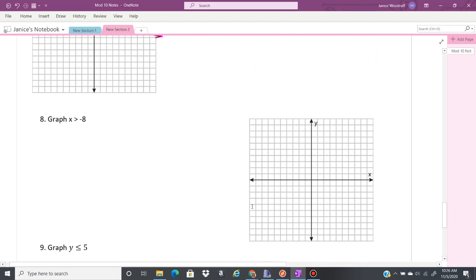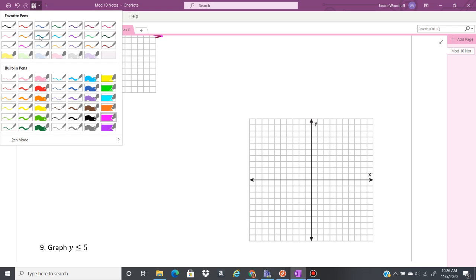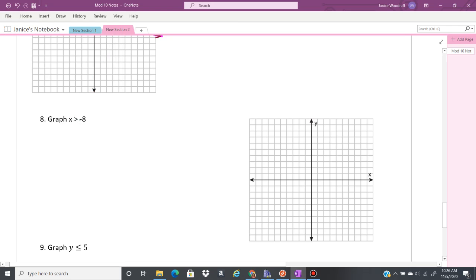Let's take a look at number 8. You have x is greater than negative 8. So when I am thinking about that problem, okay, you are missing a y, which means that this is an x, so negative 8, negative 1, 2, 3, 4, 5, 6, 7, 8 on the x-axis. There's your negative 8. Okay, you have to go through that point, which means you're going to be doing a vertical line here. It is greater than, so you're going to have a dotted vertical line.